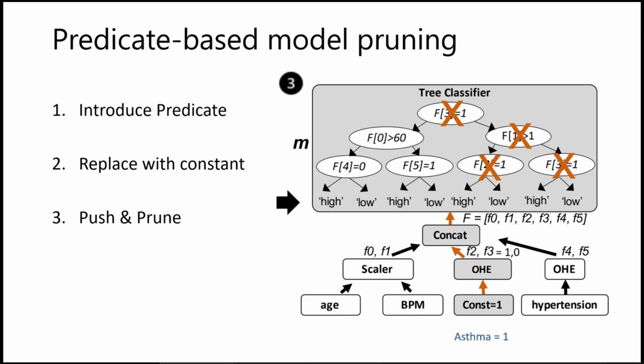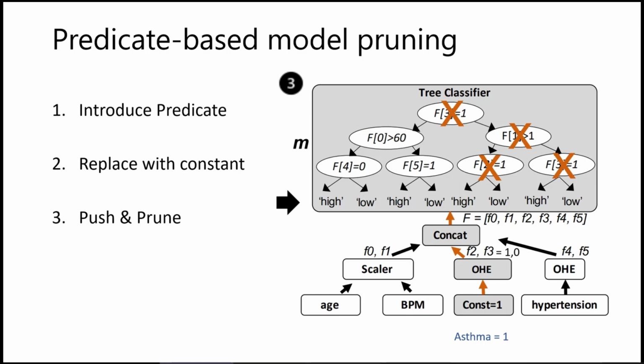And then in step 2 and step 3, we replace the asthma node with a constant. So we make asthma is equal to 1 a constant. Let me see if I can turn on my pointer. Yeah. So we replace asthma is equal to 1 with the constant here, and we propagate that through the SQL graph all the way to the model.